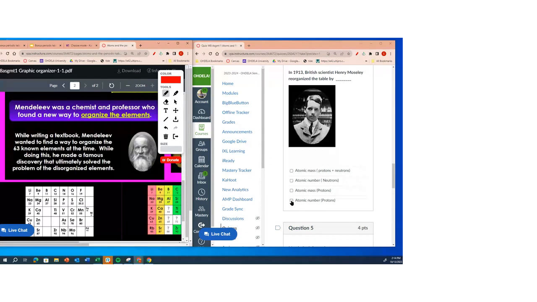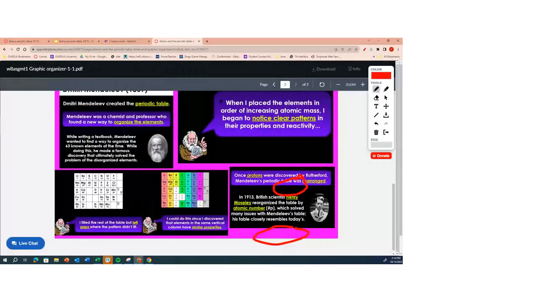Oh gosh, Madison, you're so quick. Yes, atomic number, protons. Let's not double check. Oops, I got ahead. Yeah, it's atomic number, protons. Okay, there we go.